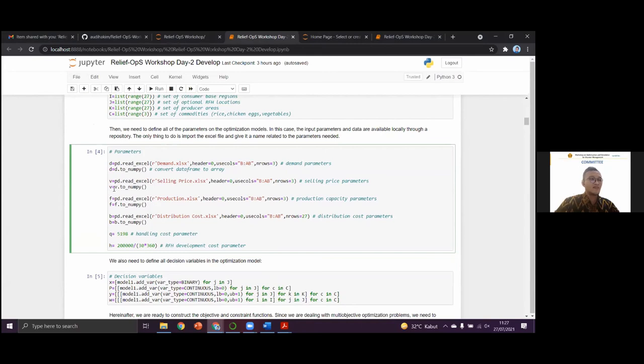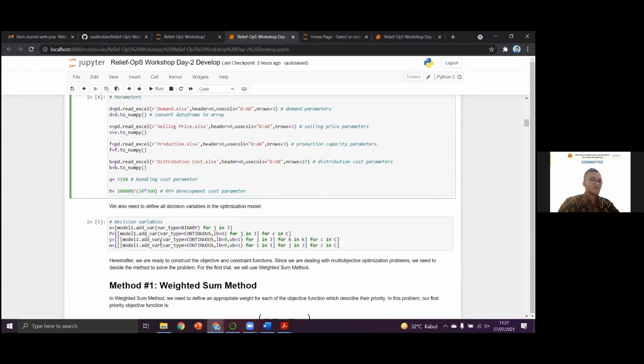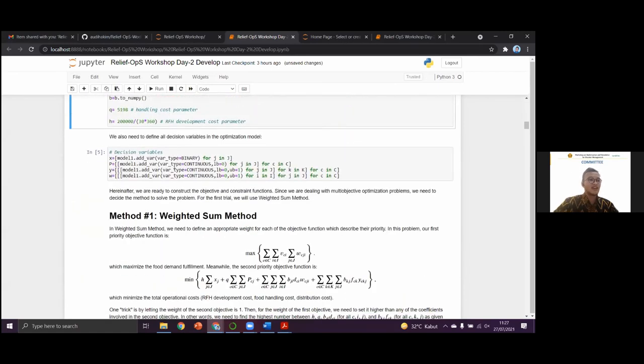Then for the definitions of parameters, we define all the parameters. We import it. D represents demand, P represents price, B is the production cost, Q is the handling cost, H is the RFH development cost parameter. So we run it after we have the set and also the parameter, and we would like to define the variable. The variable consists of X, P, Y, and W.